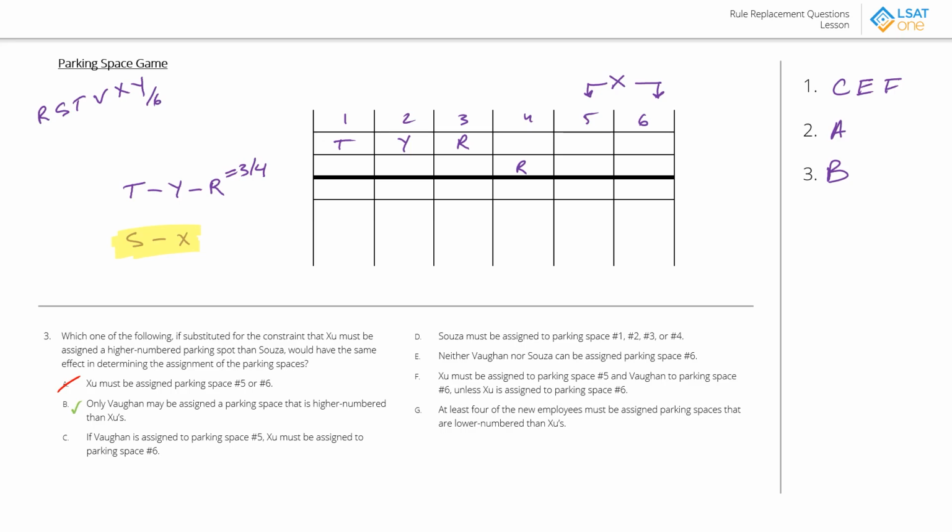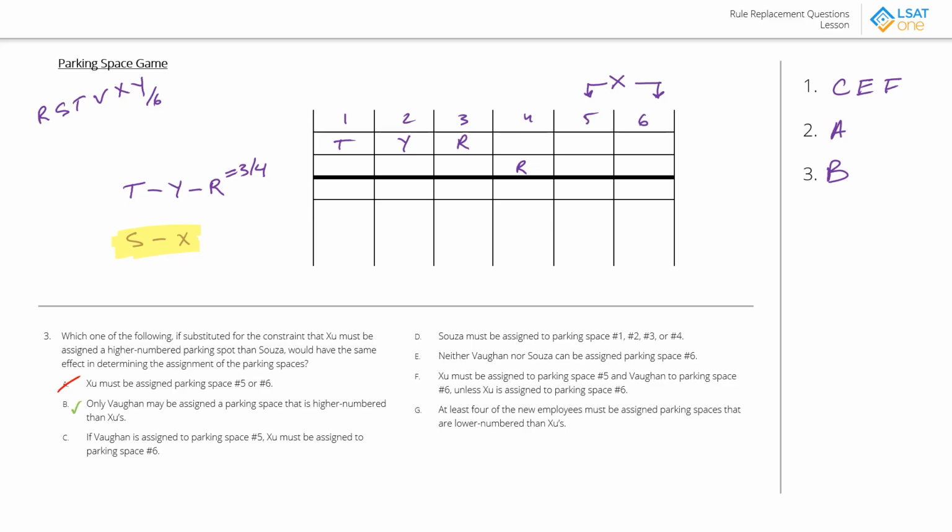Next, answer choice C. If V is assigned to 5, then X would have to go into 6. Now, technically that's true. We do know that if V is in 5, X would have had to go to 6 because X was stuck between positions 5 and 6. But the real question is, does it get the job done? Does it ensure that S will go below X? And no, in fact, this is the conditional issue.